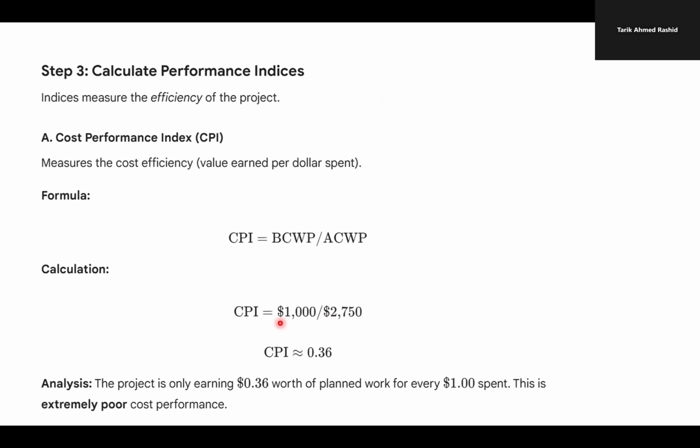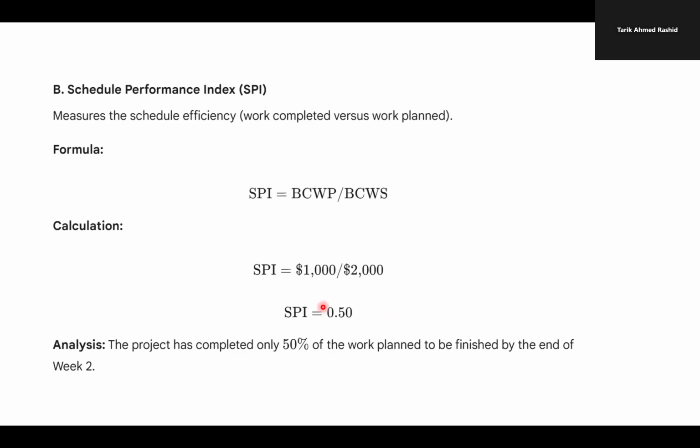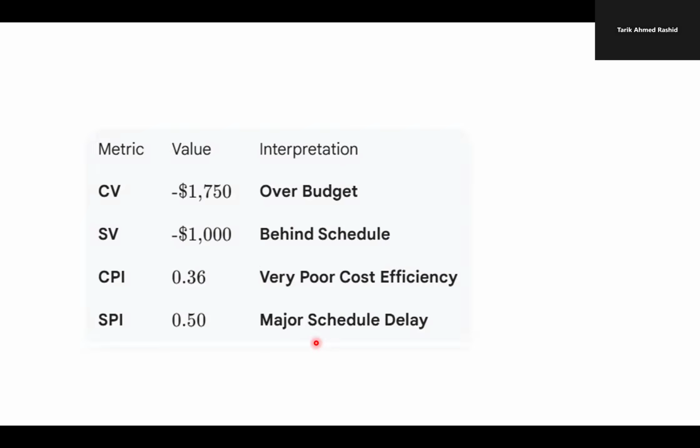So likewise, we can do the cost performance index, that's the ratio, and it's less than 1. So over budget again, overspent. And if we do SPI, which is BCWP over BCWS, it'll be 0.5. Again, we are behind schedule. If it's 1, then we are safe. So those are the results that we found.